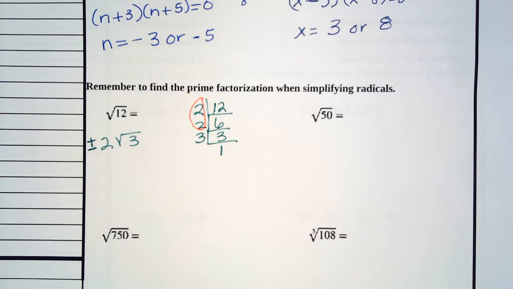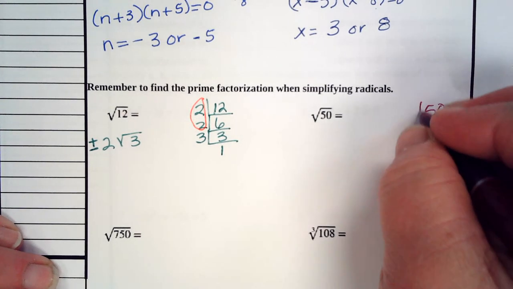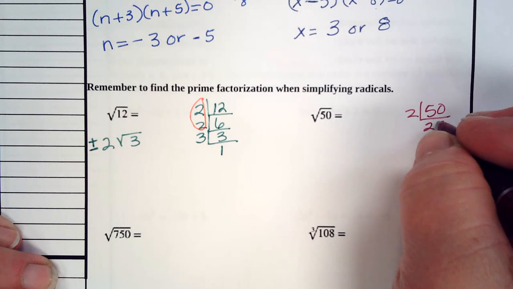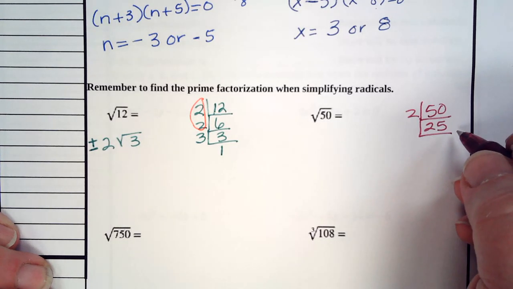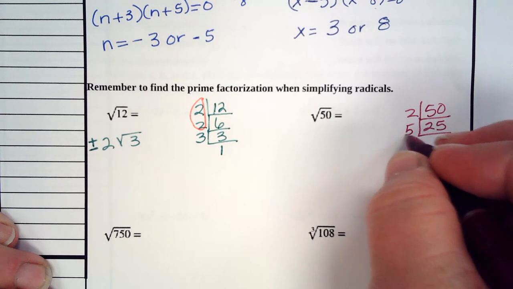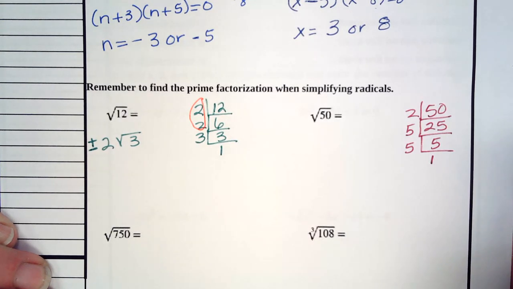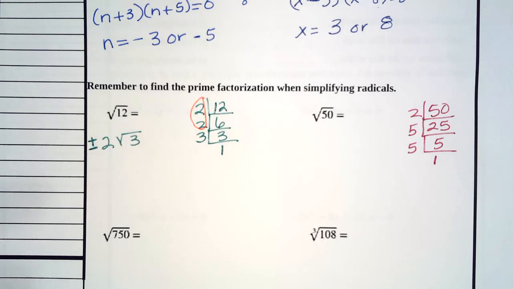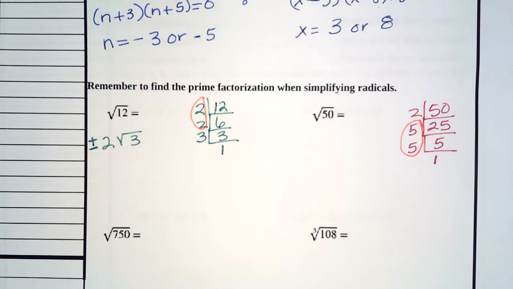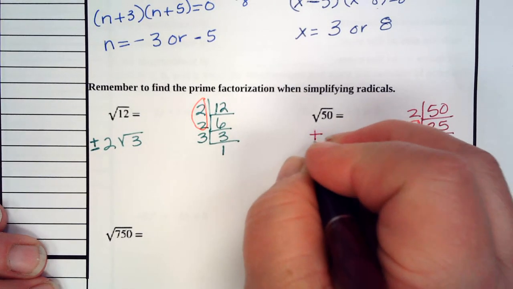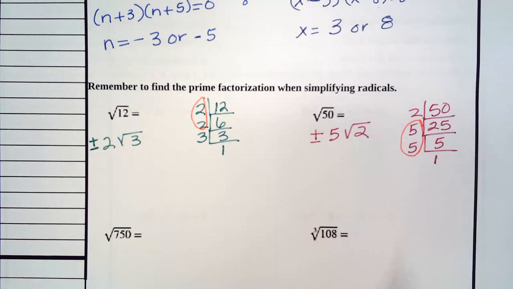Well, I do hope you tried. 50 is even. I can divide it by 2 and I get 25. 25 is not even. It will not divide by 3, but it will divide by 5. 25 divided by 5 is 5. 5 is prime. 5 and a 1, and when you get 1, you're done. I've got a pair of 5s. So this would be a positive or a negative 5 square root of 2.